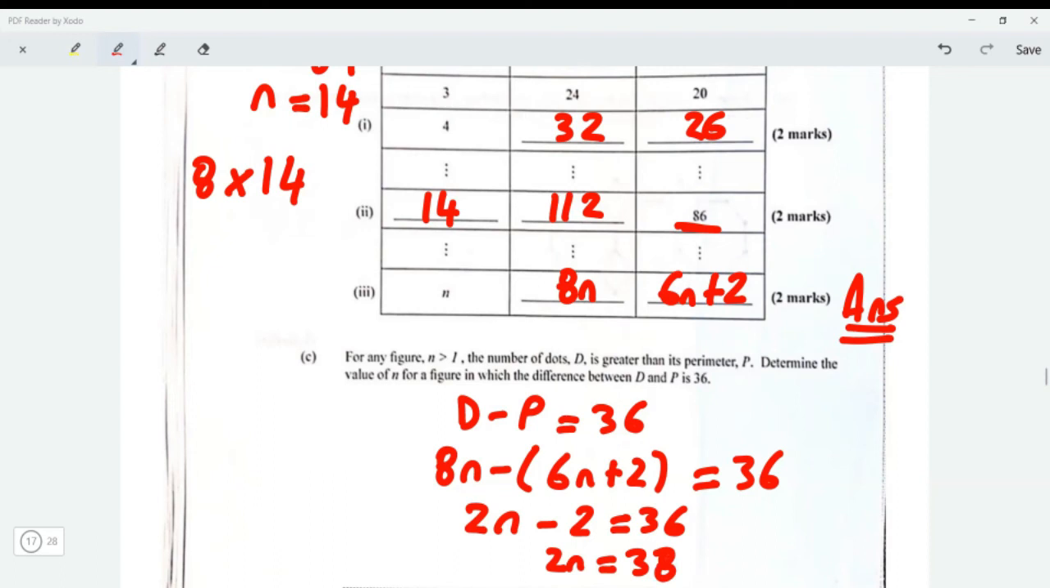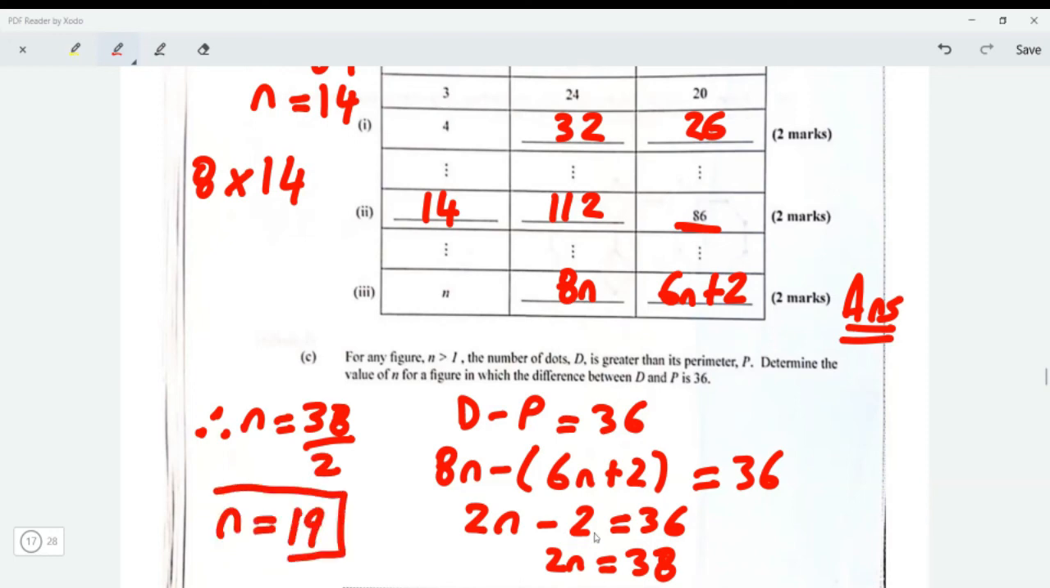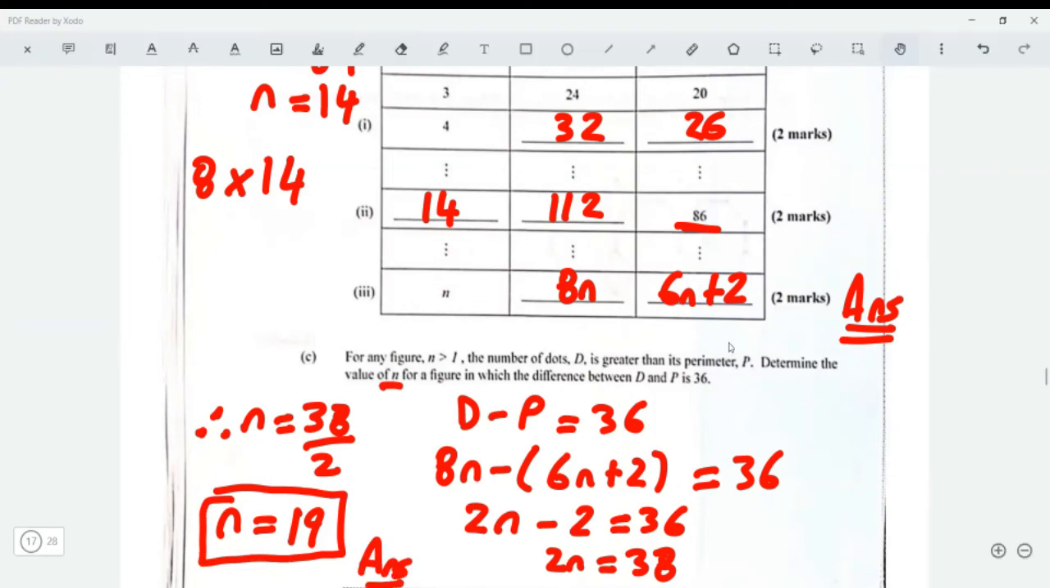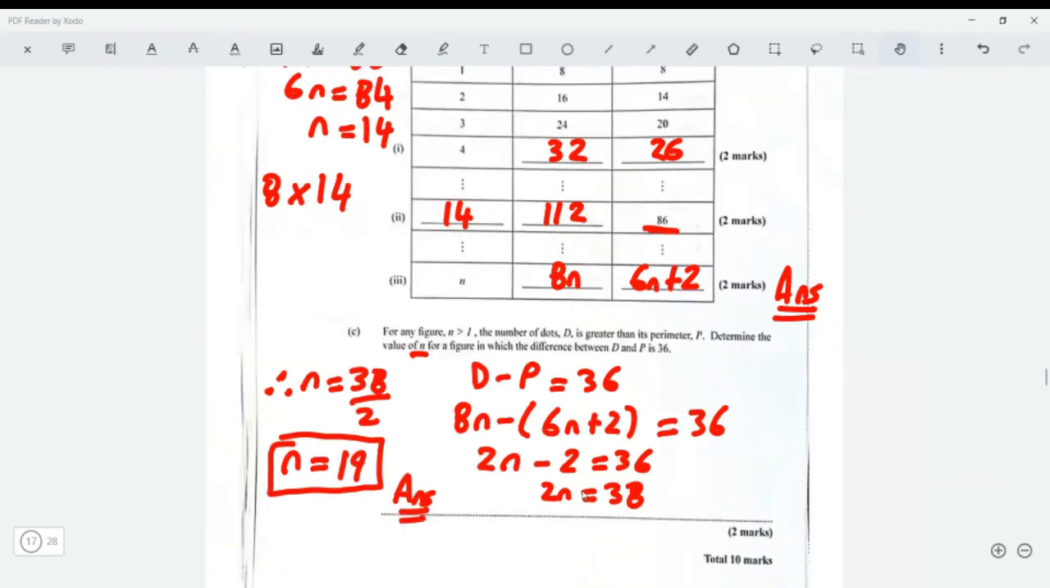So therefore, that would mean n is 38 over 2, and 38 over 2 is 19. n is equal to 19. That's your answer. All right. So when n is 19, that is going to ensure that the difference between the dots and the perimeter is 36. And you can go ahead and check it. Let me show you when you check it as well. Look at it.